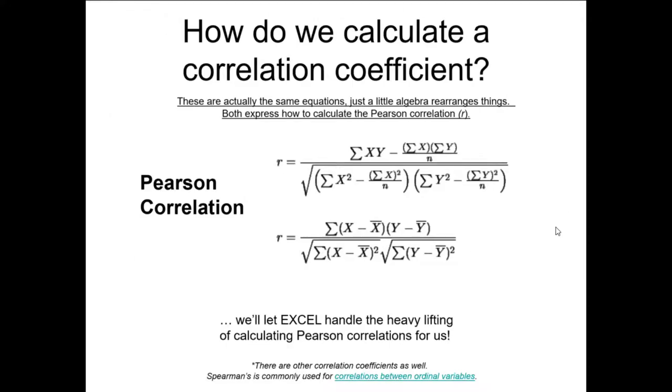Now, how do we calculate a correlation coefficient? Well, we're going to be focusing on the Pearson correlation. This is by far the most common way, but not the only way, to calculate a correlation coefficient.